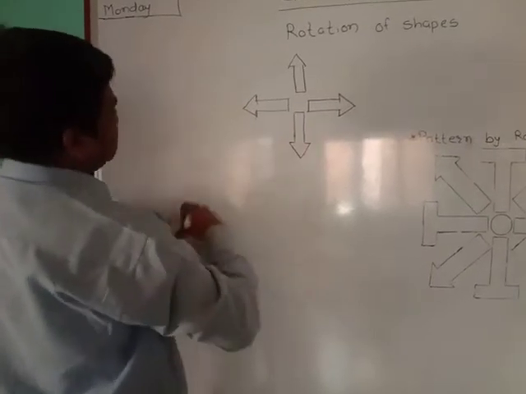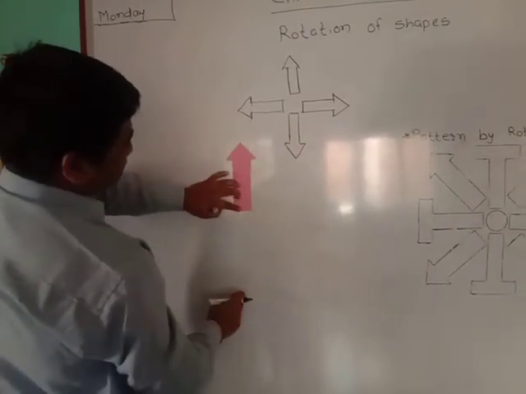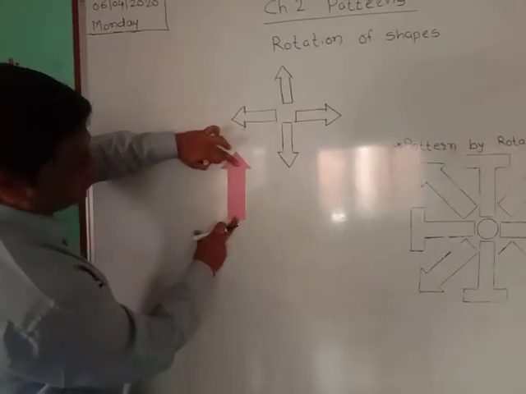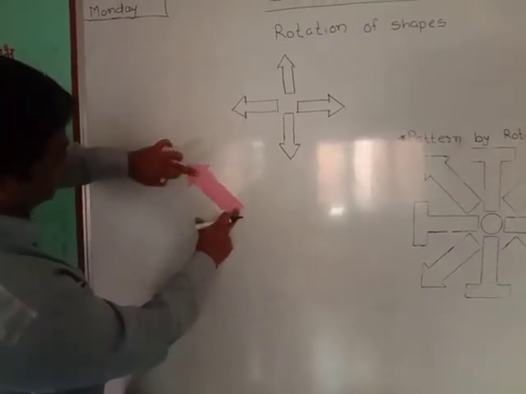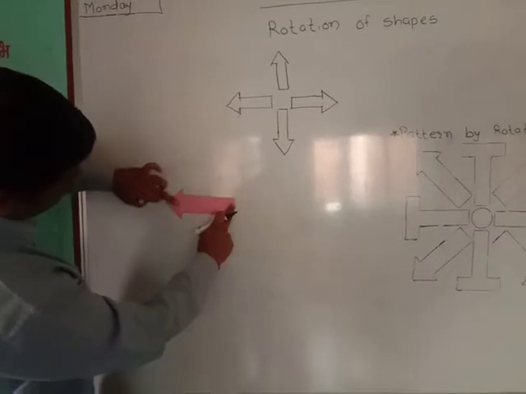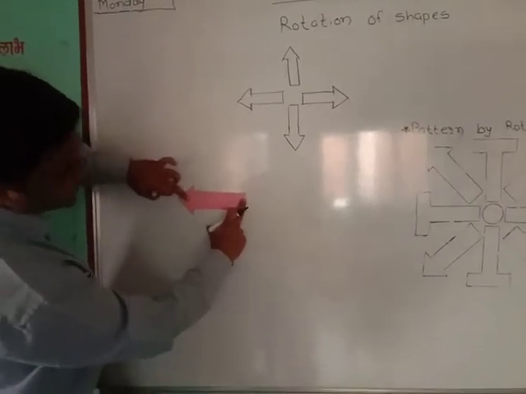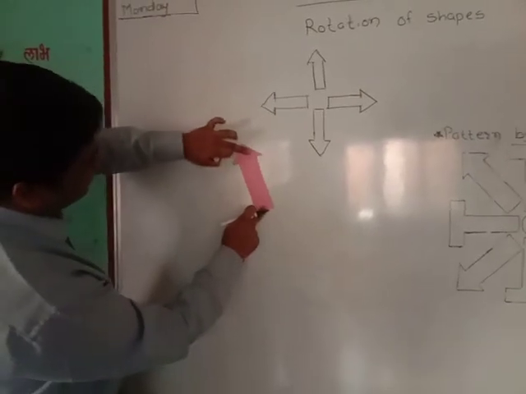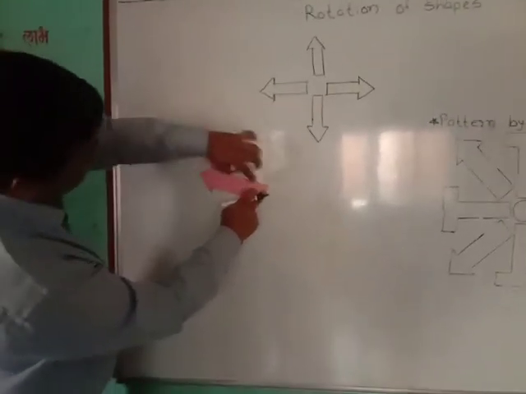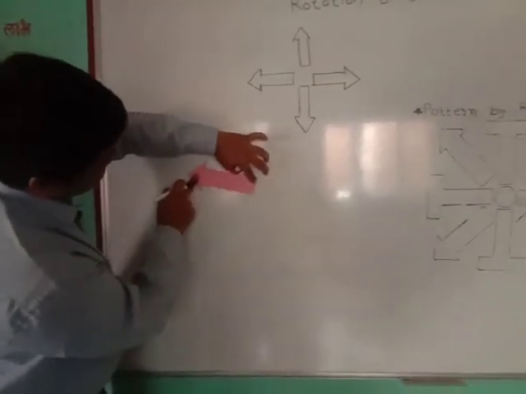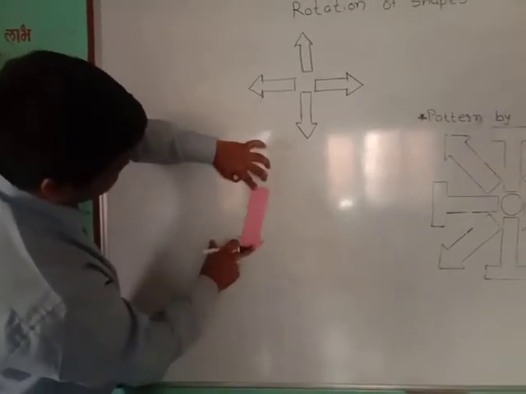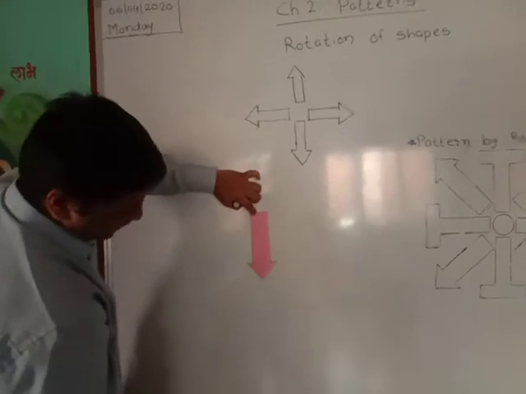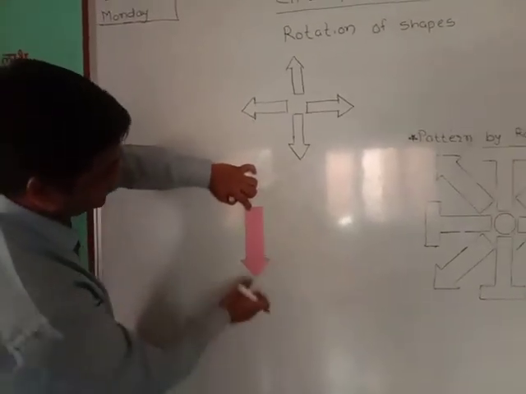If I say the arrow is rotated in counterclockwise or anti-clockwise direction through a quarter rotation or 90 degrees, it will be in the opposite direction of the rotation of the clock hands, and this will be the 90-degree rotation. Now, if I say the arrow is rotated through 180 degrees in anti-clockwise direction, this will be the 180-degree rotation, and again the point of the arrow will be downwards.